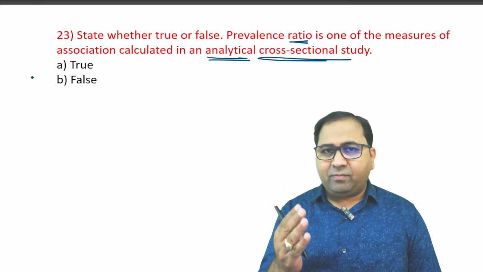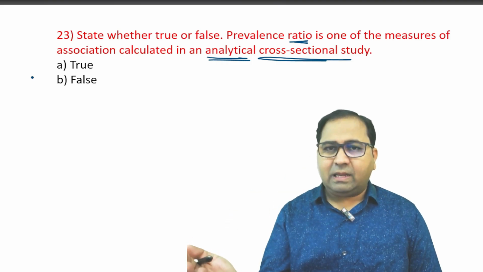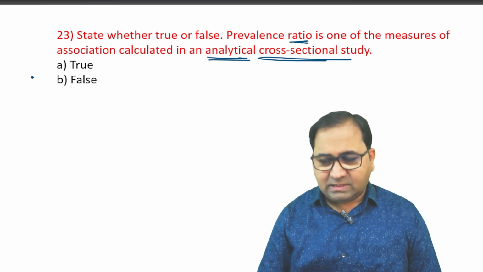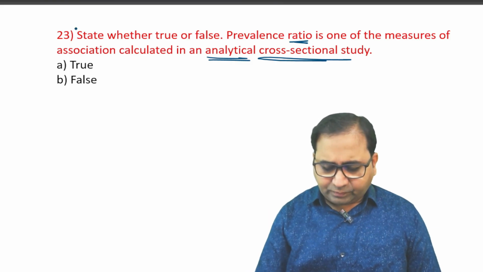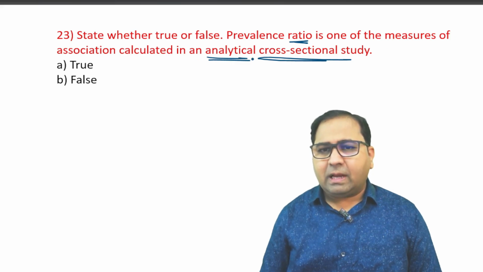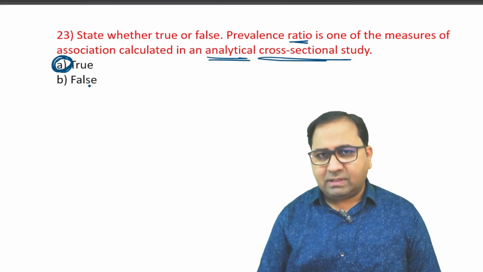Then again in the descriptive we have mentioned what goes in the acute and chronic. Then in the analytical again what goes in the acute and chronic. Let us see the answer for this question and revise the chart again. So the answer for our question: prevalence ratio is one of the measures of association calculated in an analytical cross-sectional study is a true statement. Now we will see the chart.